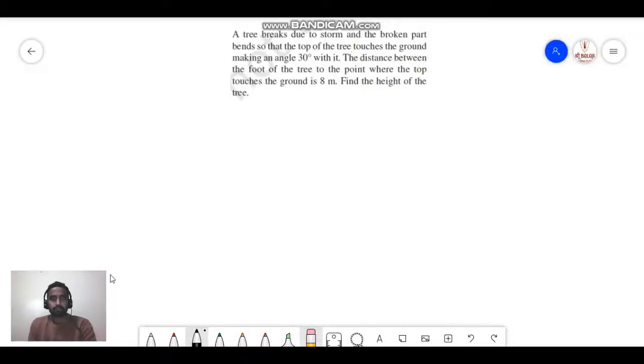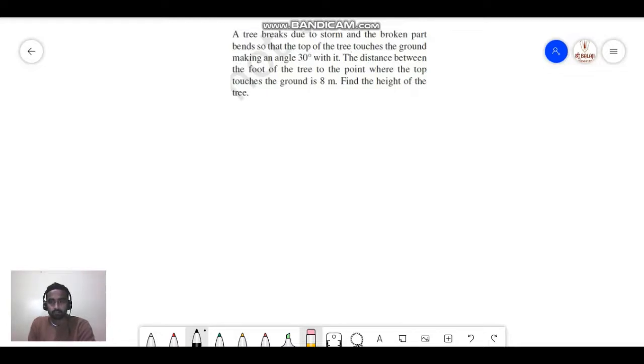Today we are going to solve a question of trigonometry of chapter heights and distances. So let us see the question. A tree breaks due to a storm and the broken part bends so that the top of the tree touches the ground, making an angle of 30 degrees with it. The distance between the foot of the tree and the point where the top touches the ground is 8 meters. Find the height of the tree.